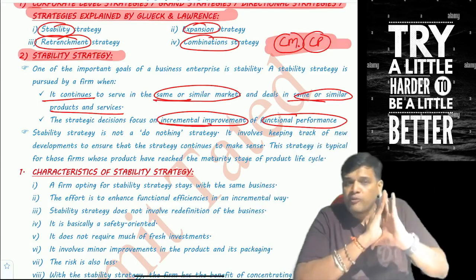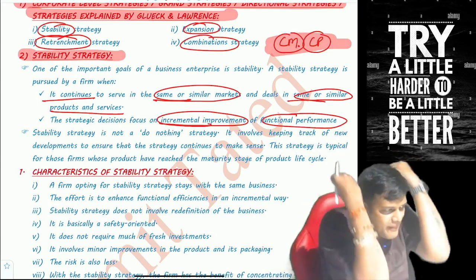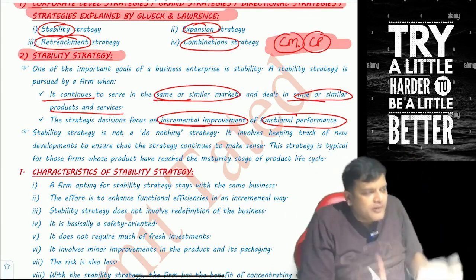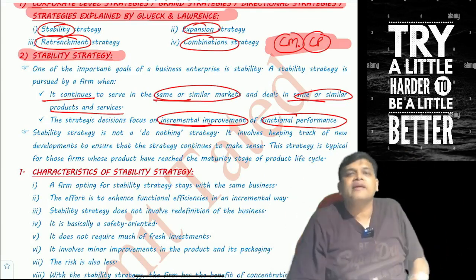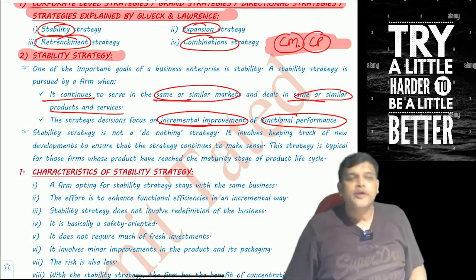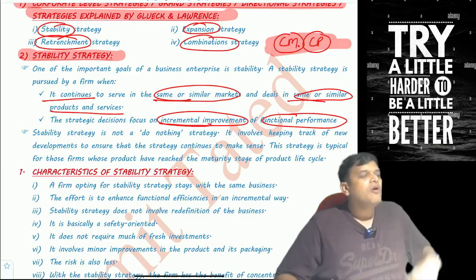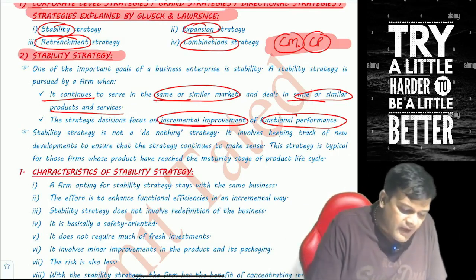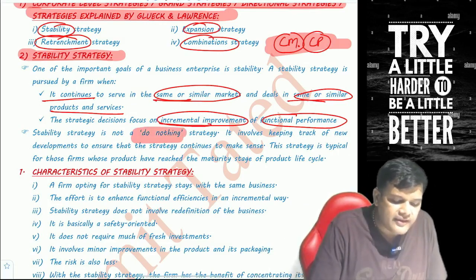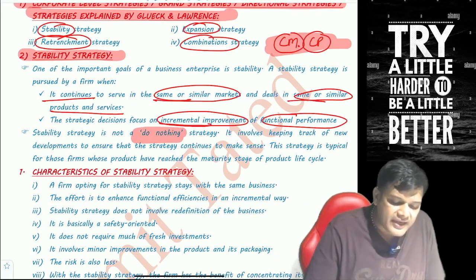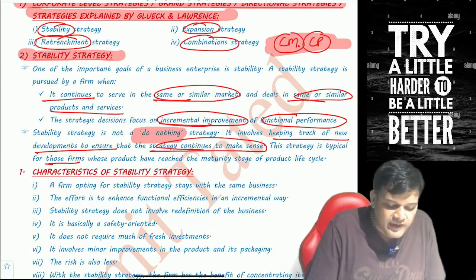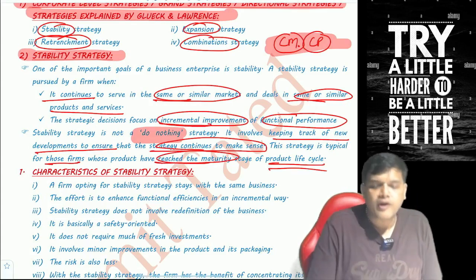यहाँ पर I am not focusing on doing more sales because there is no extra market. Because the product is at maturity. My maximum customers are with me only. So even if I do advertising, there will be no more sales, sir, in this scenario. So how will I get more profit now? By doing functional efficiency. This is the concept you need to understand. Stability strategy is not a do-nothing strategy. It involves keeping track of new developments to ensure that the strategy continues to make sense. This strategy is typically for those firms whose products have reached the maturity stage of the product life cycle.